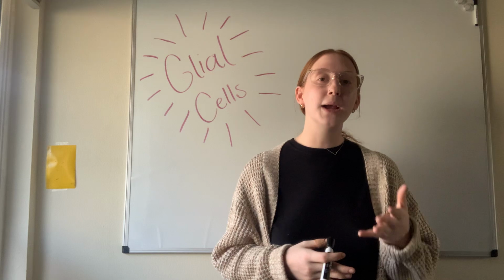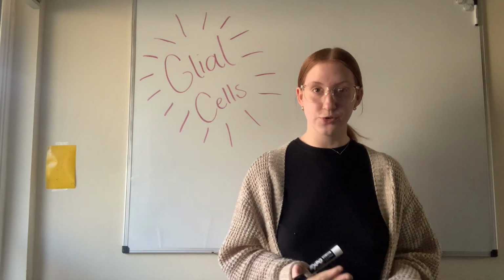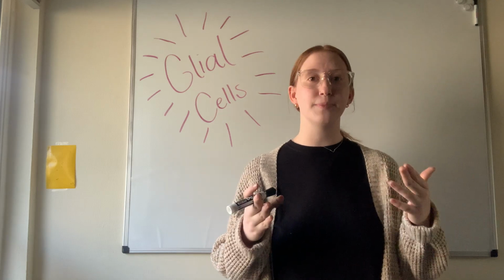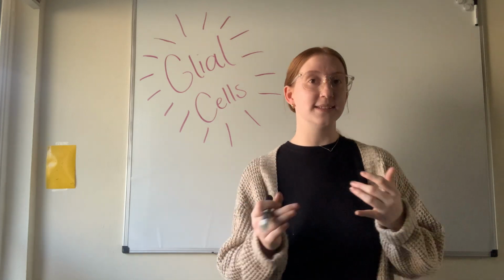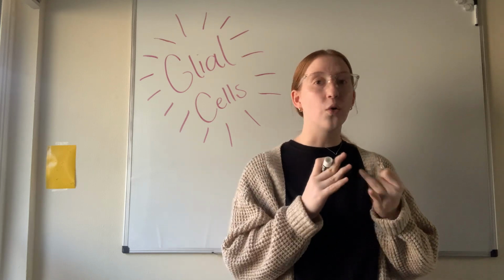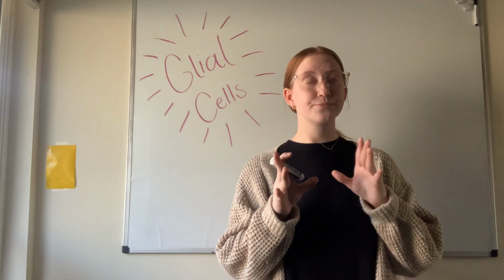Microglia act as the primary immune defense of the central nervous system. They will travel throughout the brain and spinal cord and remove things like damaged neurons, pathogens, or other foreign bodies.